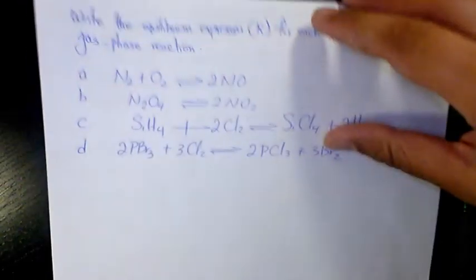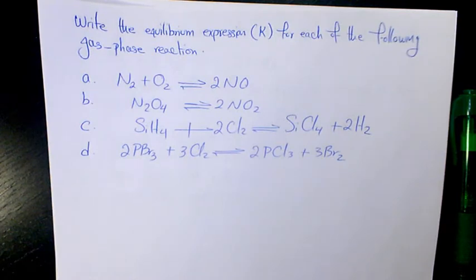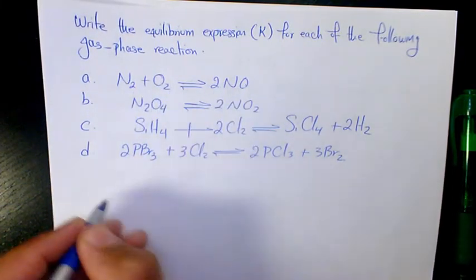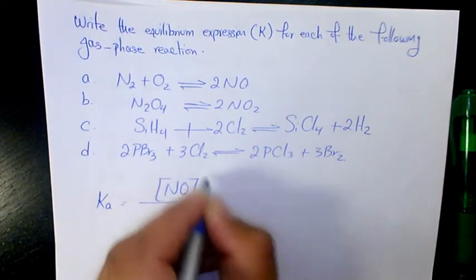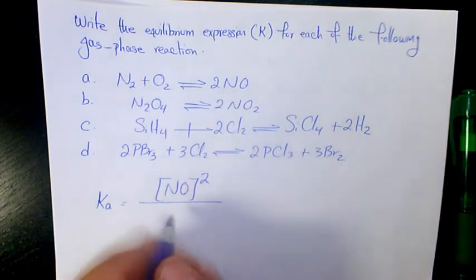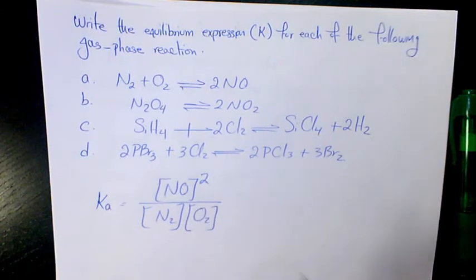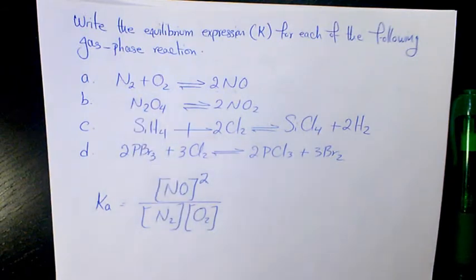Let's see another example. Here it says, write the equilibrium expression for each of the following gas phase reactions. For A, it says N2 plus O2 gives us 2NO. So I'm going to say Ka equals NO to the power of 2, because the coefficient is 2, divided by N2 times O2 to the power of 1. We need to make sure that it is already balanced, which it is. So NO to the power of 2 divided by N2 and O2.